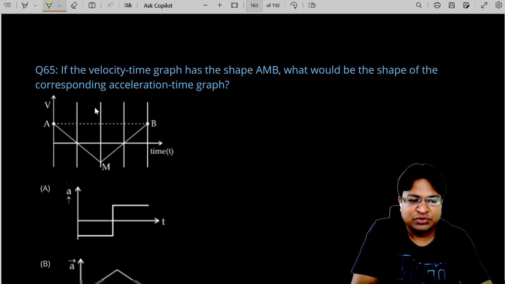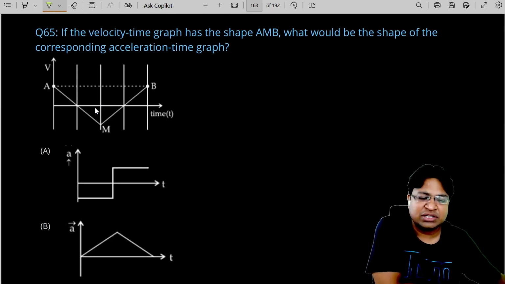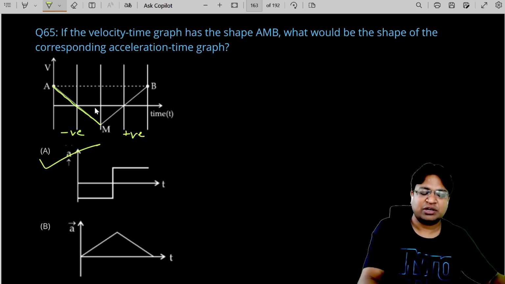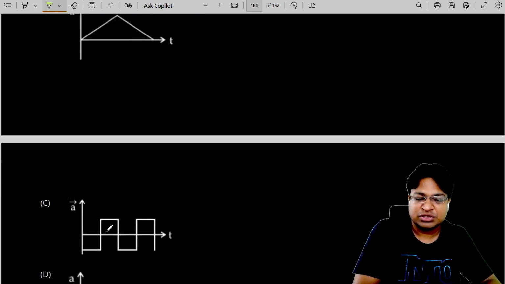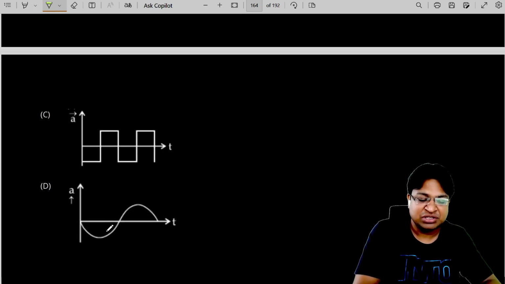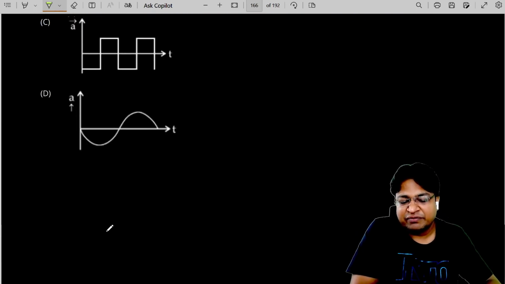And now we move to question number 15. Now this question says that the velocity time graph is given to us. Now guys, if the velocity time graph is a straight line, then it means that the acceleration has been constant. So it was a negative constant and then it became a positive constant. So option A looks to be the correct one because option B shows variable acceleration. That is not the case. Again, option C also shows that acceleration has changed multiple times. So C is wrong, D is wrong. So option A would be the right one to this.